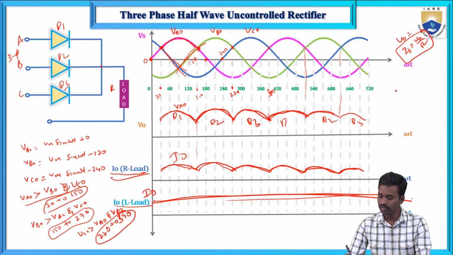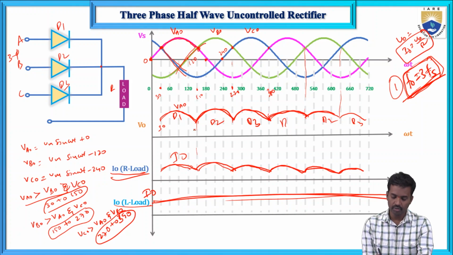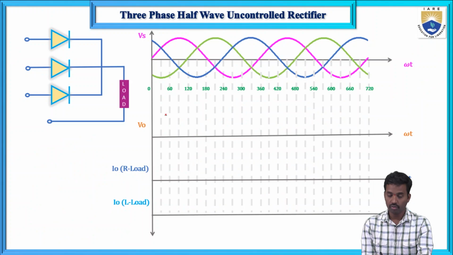Now my first point is that F naught equals 3 into Fs, so the output frequency equals 3 times the supply frequency. Here it is a 3 pulse converter. Another point: D1 conducts from 30 to 150, so each diode is conducting for a 120 degree duration, then D2 conducts up to 270, and D3 up to 390.